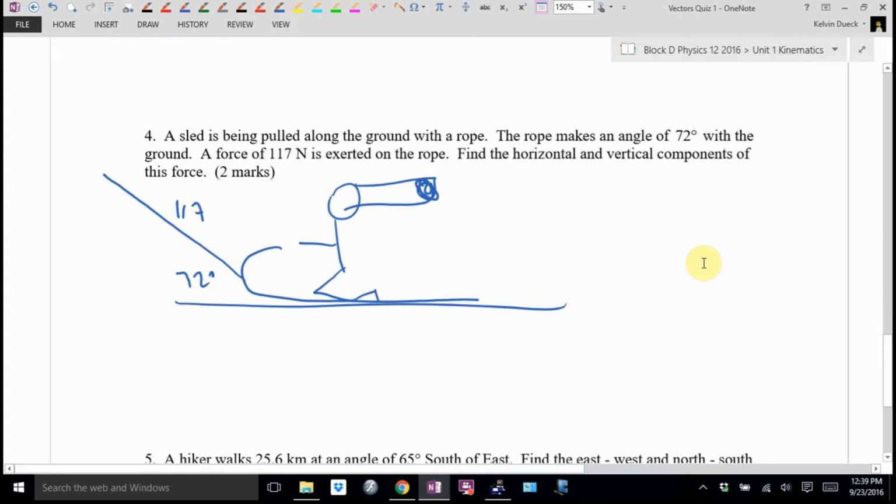Mr. Dueck. What, Mateo? Who drew that amazingly artistic picture? Well, I did. Well, thank you. Thank you. Okay.